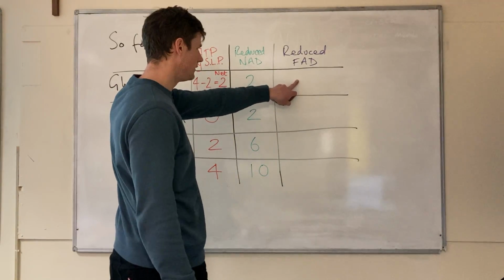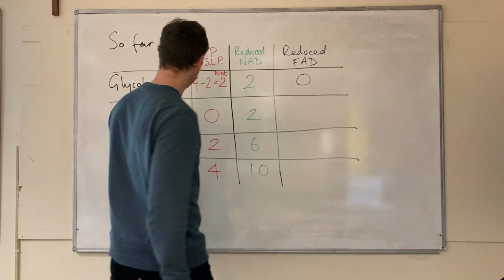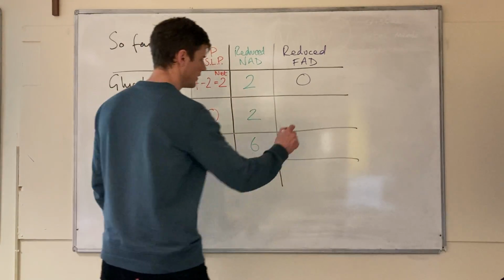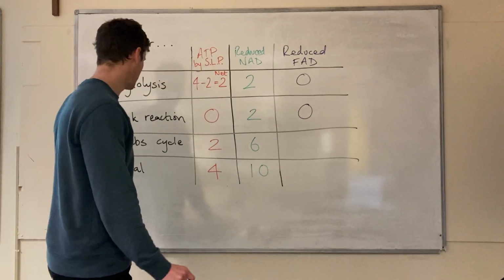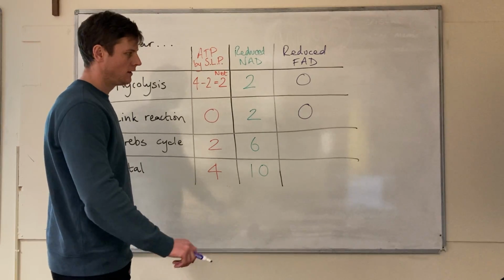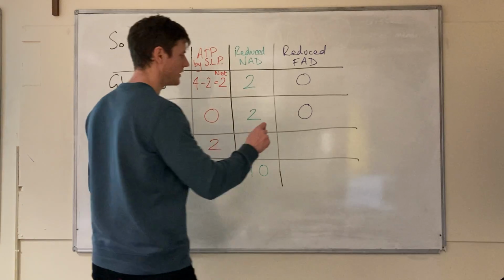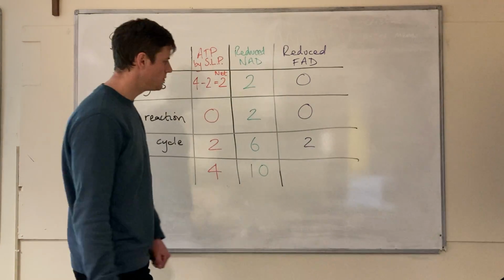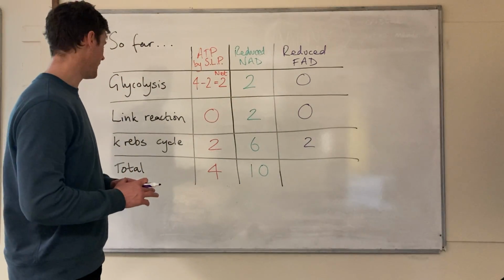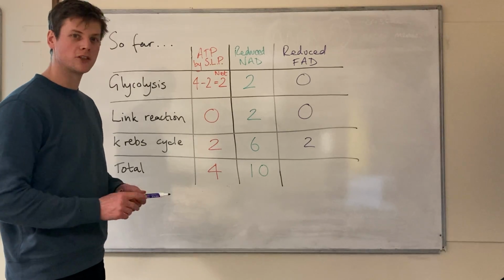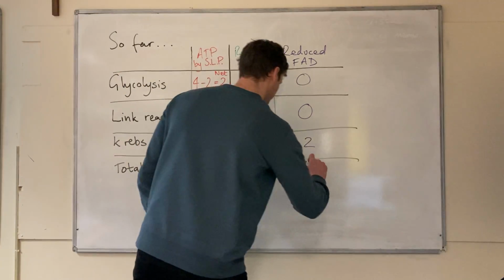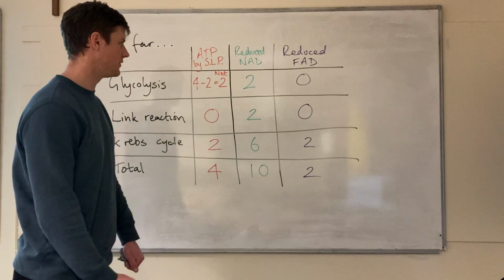Reduced FAD. Well, we know none during glycolysis, none during the link reaction. During the Krebs cycle, 1 with each cycle, so 2 are produced in the Krebs cycle from each glucose molecule that we begin with. So we end up with 2 there.